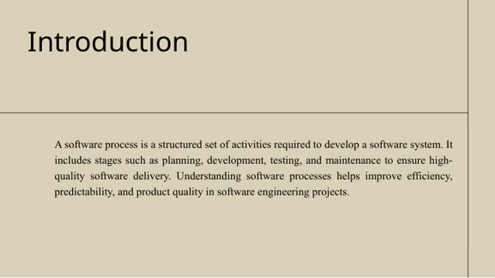Let's start by talking about what a software process actually is. Essentially, it's a structured set of activities that we follow to develop a software system. Think of it as a roadmap that guides us through each step of the development journey. These stages typically include planning, where we define what needs to be built; development, where the actual coding happens; testing, to ensure everything works as intended; and maintenance, which involves updating and fixing the software after deployment.